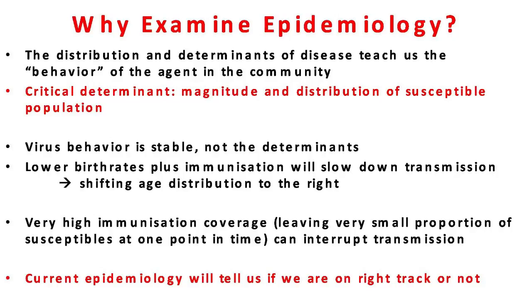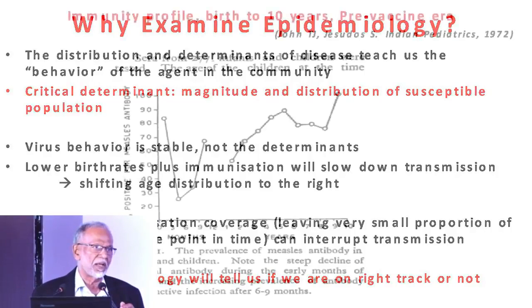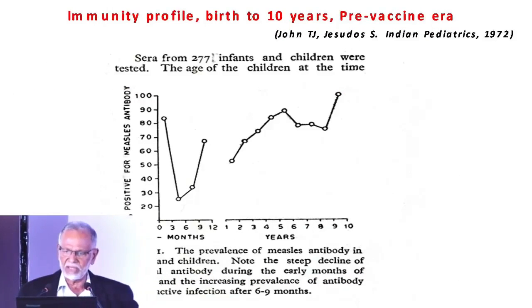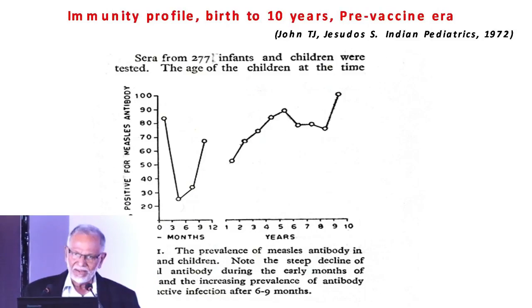So, looking at epidemiology currently in real time will tell us if we are on the right track or not. That's why sensitive surveillance, laboratory-based, is extremely important for eradication or elimination. Eradication is global, elimination is regional, local. Eradication is elimination, global elimination is eradication. So that's the terminology that we use.